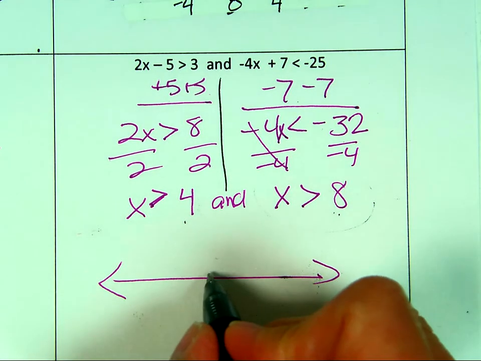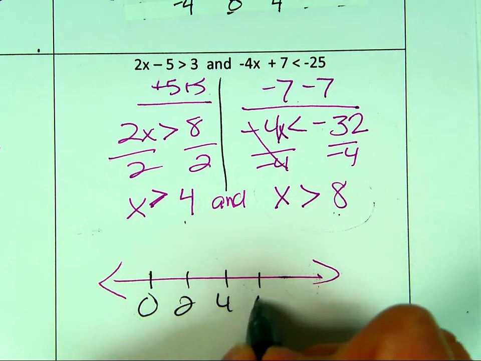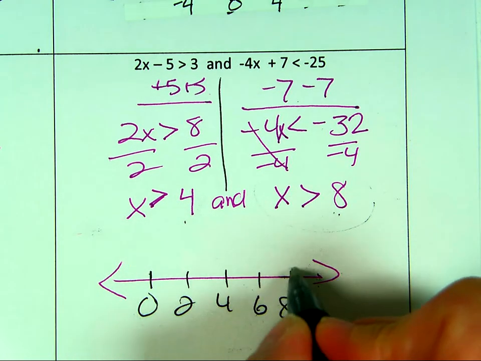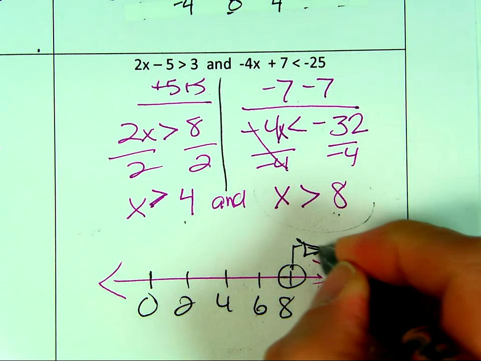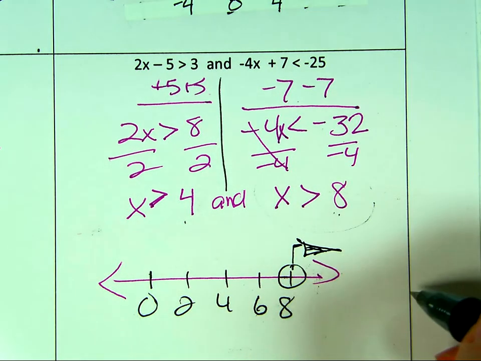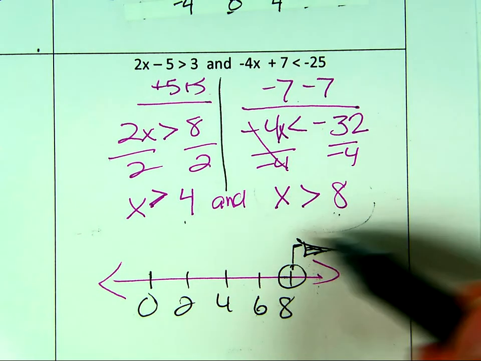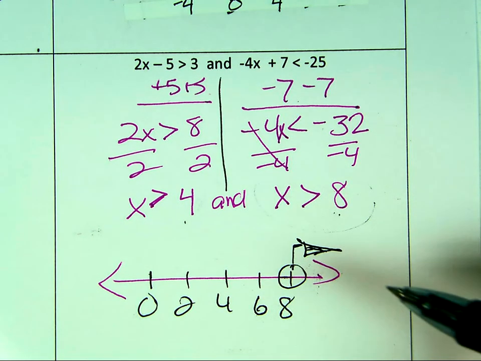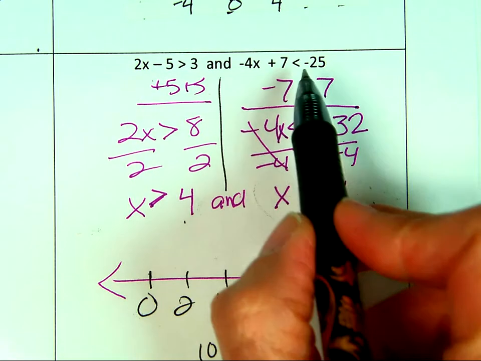So we've got, let's see, 0, 2, 4, 6, 8. So open circle at 8, and we're just going to make our arrow go that way. And it's just all the answers that are bigger than 8, because that would satisfy both conditions. So one thing you can do is pick a number bigger than 8. Like, let's just pick 10. 10's an easy number to work with. And let's put it into this one and this one, and it should work in both of them.